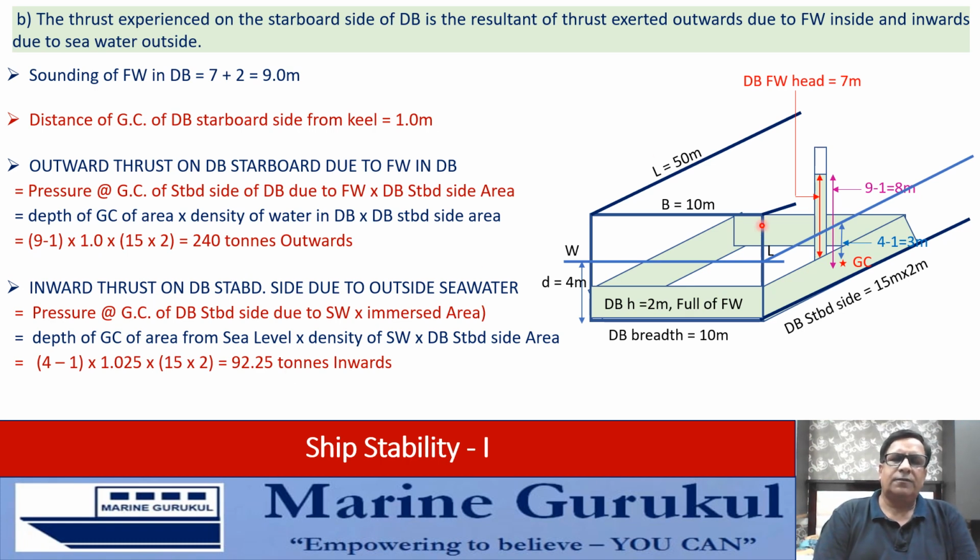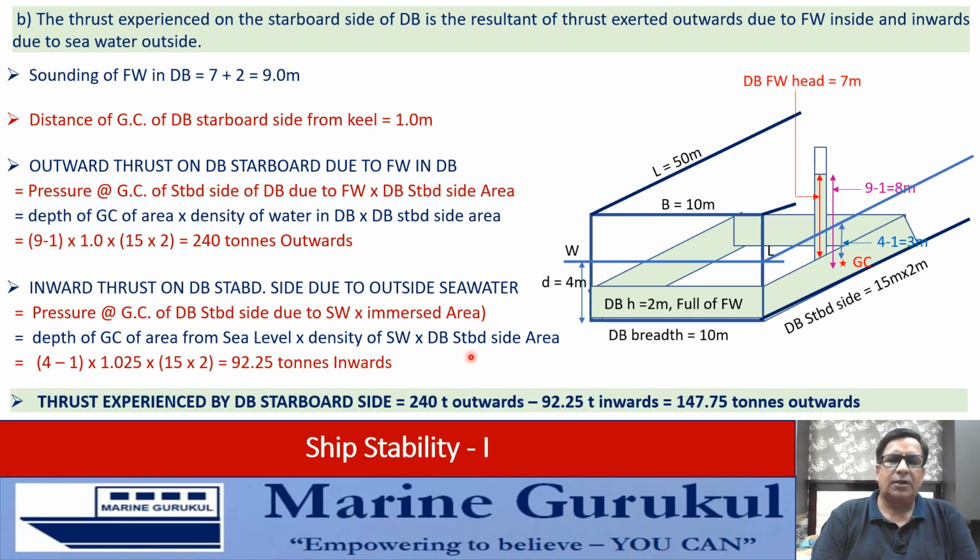So the starboard side of the double bottom tank is experiencing 240 tons of outward thrust and 92.25 tons of inward thrust. So the resultant thrust on this starboard side shall be algebraic sum of these two, which becomes 147.75 tons outwards. Why? Because the outward is greater than the inward. So it's 240 outwards minus 92.25 tons inwards, leaving the resultant thrust on the starboard side as 147.75 tons outwards.